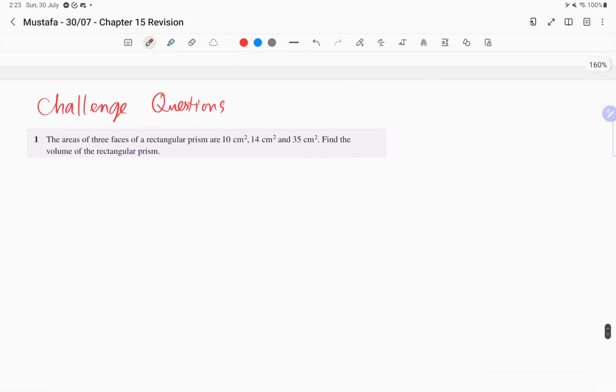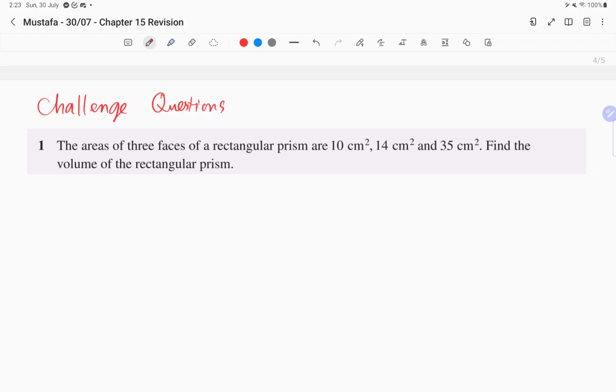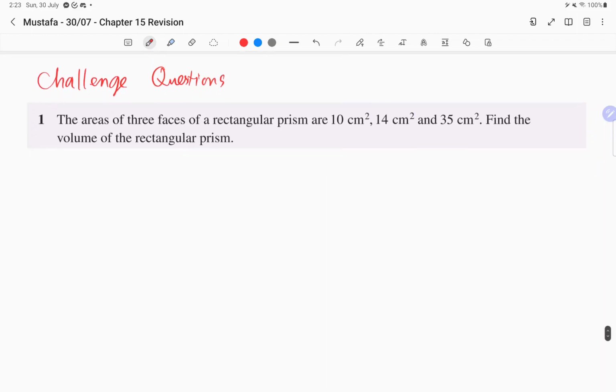The areas of the 3 faces are 10, 14, and 35. Find the volume. How do we find the volume? 3 faces. What do you mean 3 faces or rectangular prism? Rectangular prism means it's one of these things, right? They're saying the 3 faces are, so this is 10, and this is 14, and then this is 35 centimeters squared. So find the volume.